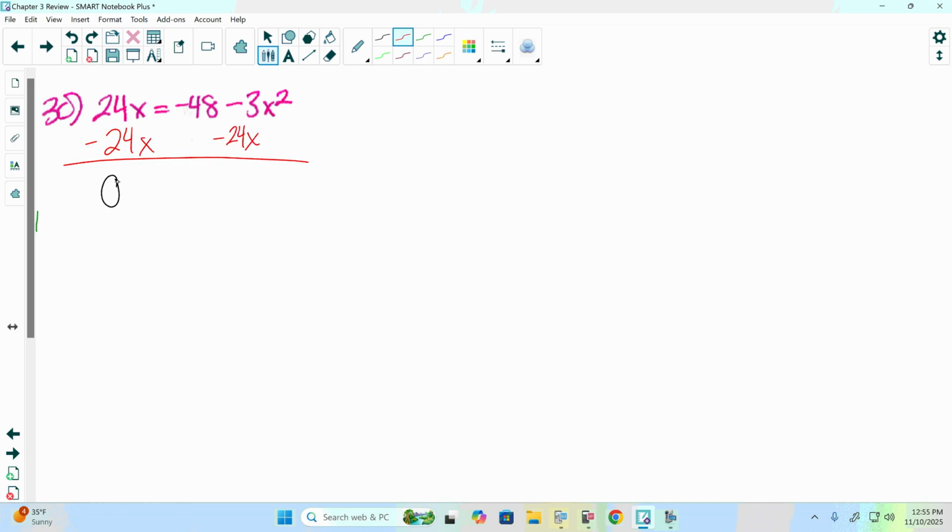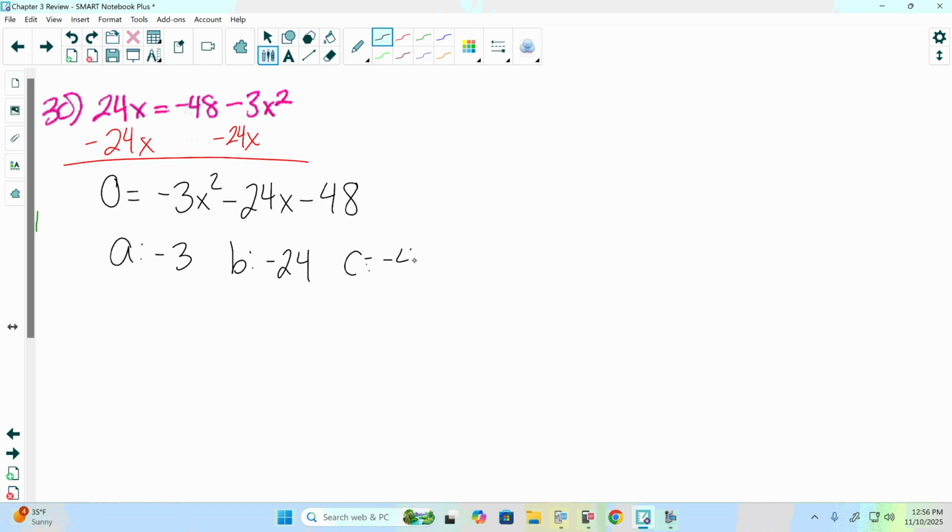Here, we need to get it equal to 0. Negative 3x squared minus 24x minus 48. If we want to find the value of the discriminant, we need the values of a, b, c. A is negative 3, b is negative 24, c is negative 48.